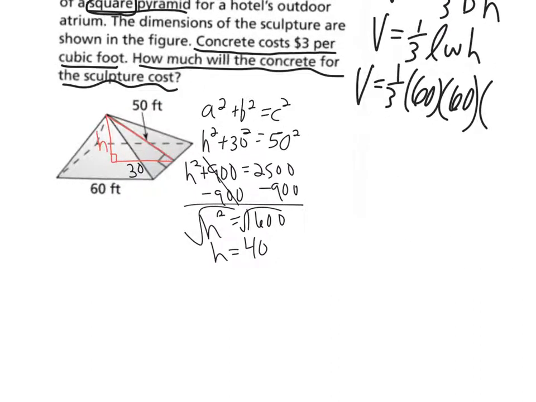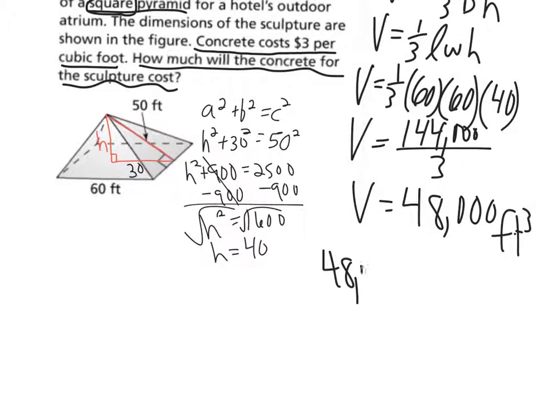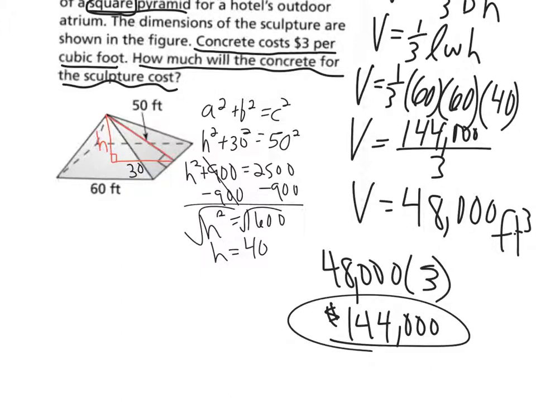And then we can substitute that back into our volume formula. So that's 144,000 over 3. When you divide that out, it's 48,000 cubic feet. And then it says concrete is $3 per cubic foot. So we need to multiply that by 3. And then that should come out as, well, we divided by 3 and then we multiplied by 3, didn't we? $144,000.